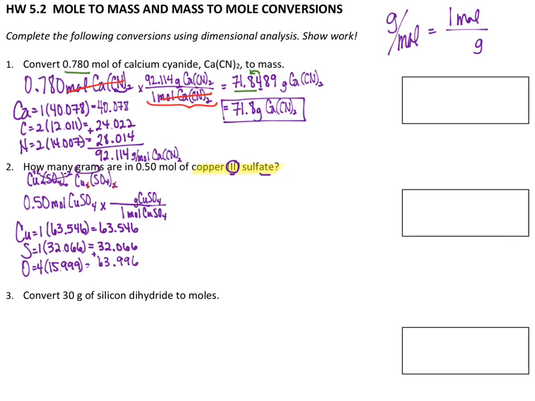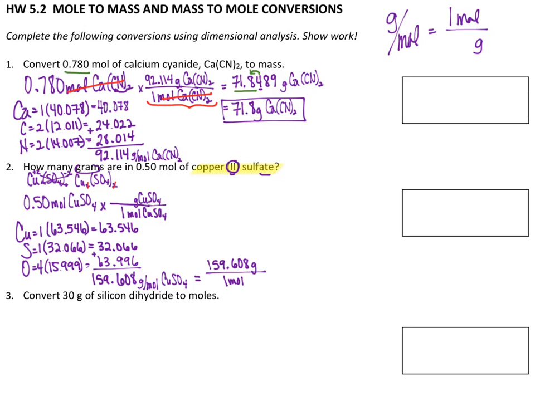These are my decimal points. I'm going to add all these together. And that gives me 159.608 grams per mole. In this case, we're talking about copper sulfate. Again, this is the same thing as me writing 159.608 grams over 1 mole.